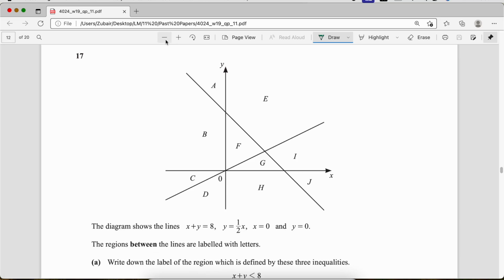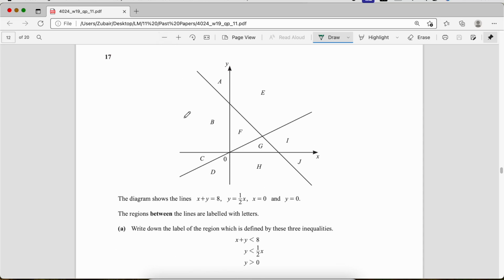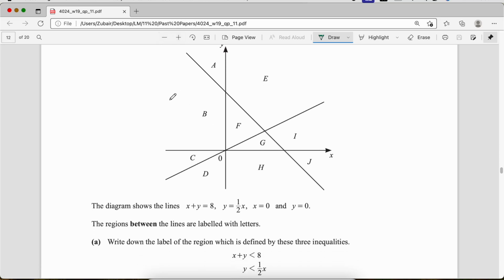Question number 17. Inequalities shading. You covered this in grade 9. The diagram shows the lines x plus y equals 8, y equals 1 by 2x, x equals 0 and y equals 0. I'll just mark them for now. y equals 0 is the x-axis. So that's easy when we communicate. And then x equals 0 is the y-axis.